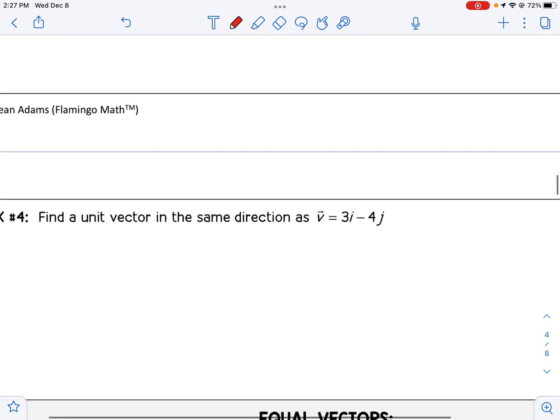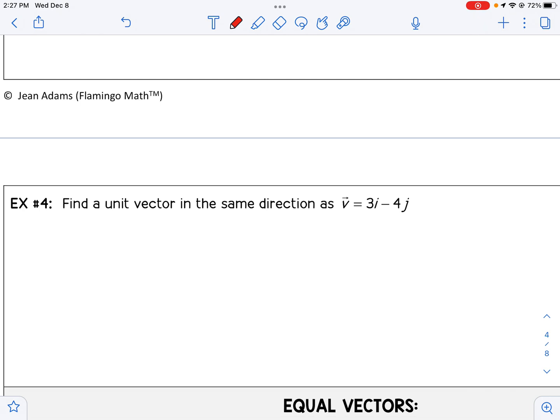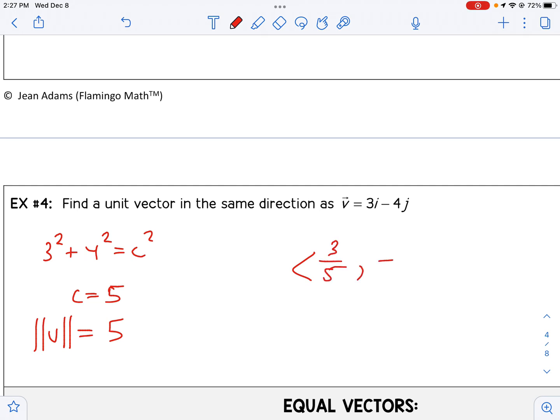If I see that in practice here, find a unit vector that has the same direction as vector v, which is 3i minus 4j. So the magnitude for 3i minus 4j, I'm just doing Pythagorean theorem there, 3 squared plus 4 squared equals c squared. That's a 3, 4, 5 triangle, so the magnitude here is 5. So the magnitude of vector v is 5. Therefore, the unit vector would be 3/5 and negative 4/5.